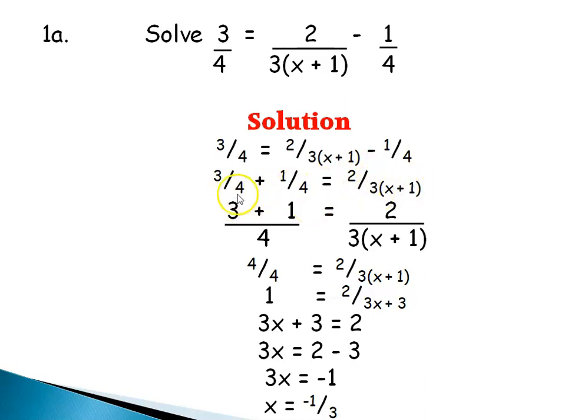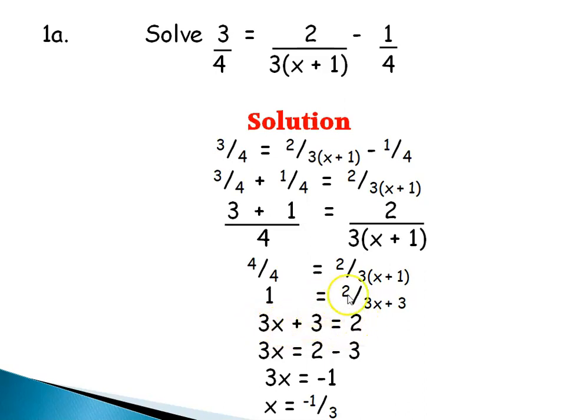Alright, since they have the same denominator, we just add the numerators. 3 plus 1 divided by 4 is equals to 2 divided by 3x plus 1. So this is 4 over 4, same thing as writing it as 1. And then this is 2 all over, let's open the brackets, 3 times x, 3x plus 3 times 1, 3. Is that okay? Alright, then we cross multiply. 2 times 1 will give us 2, and then 1 times 3x plus 3 will give us 3x plus 3. 3x plus 3 is equals to 2.